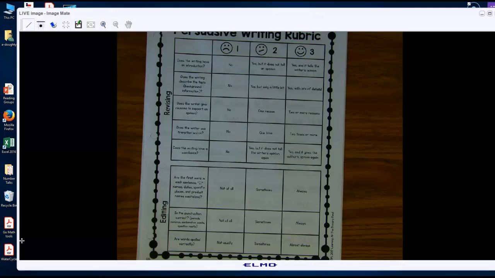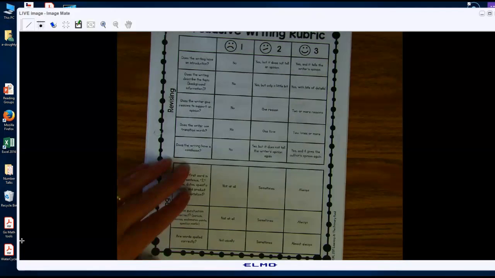Publishing is when we rewrite it and we get it ready to stick on the wall or for other people to read. Okay, that's what publishing is. This time we are not drawing pictures. We're going to rewrite it on the same kind of paper, but I want you to pay very close attention to how I do my paragraphs.